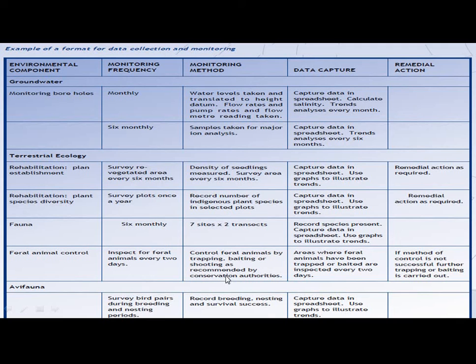So here is one format for how you collect it: environmental components, monitoring frequency, monitoring method, data capture, what data will be captured, and environmental actions. You see that? Monitoring boreholes, how long, monthly, what levels are taken, how to do that, flow rates, pump rates, all these things, and how to capture data in spreadsheets. And any remedial actions, since sometimes some actions are required. You can go through this. Very interesting, how you have a structured approach to doing that.